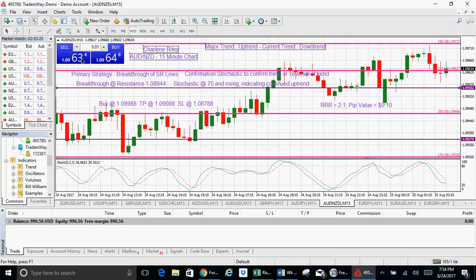And now we are approaching the next 15-minute period. So I will probably wait until the close of this current candlestick before I actually enter into a buy or a sell.